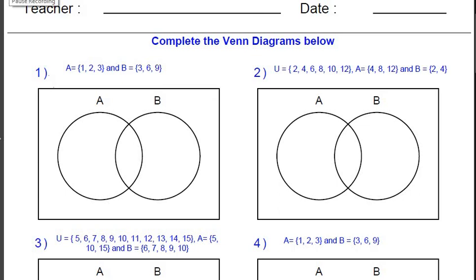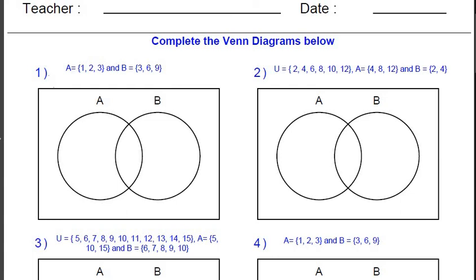Okay, good day, students. Today we're going to be looking at set notation, and particularly we're going to be looking at the universal sets, union, and intersection. All right, so we're given the two sets. For question number 1, we're given set A and the elements of set A as well as set B with the elements of set B.